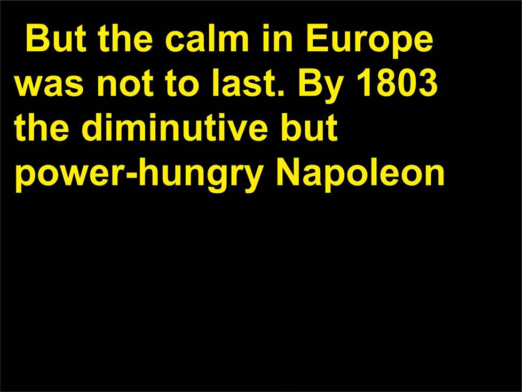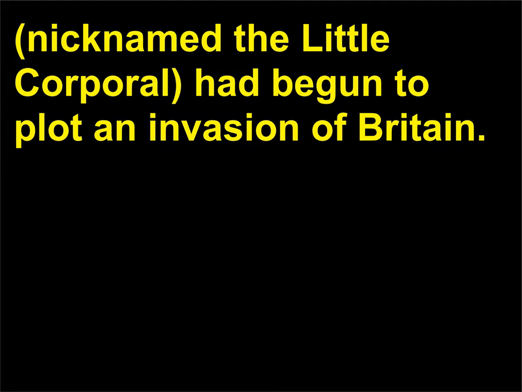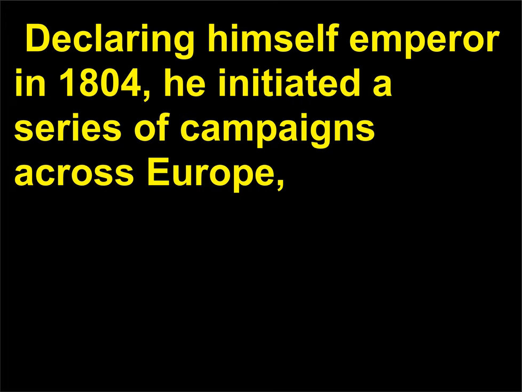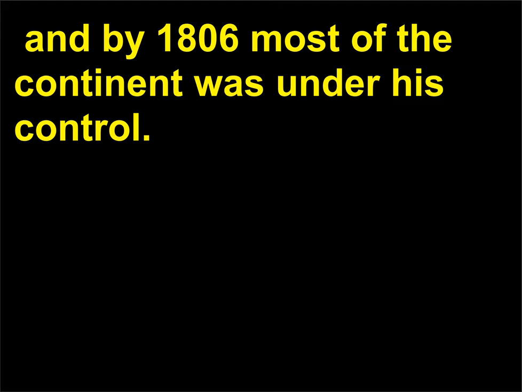By 1803, the diminutive but power-hungry Napoleon, nicknamed the Little Corporal, had begun to plot an invasion of Britain. Declaring himself emperor in 1804, he initiated a series of campaigns across Europe. And by 1806, most of the continent was under his control.